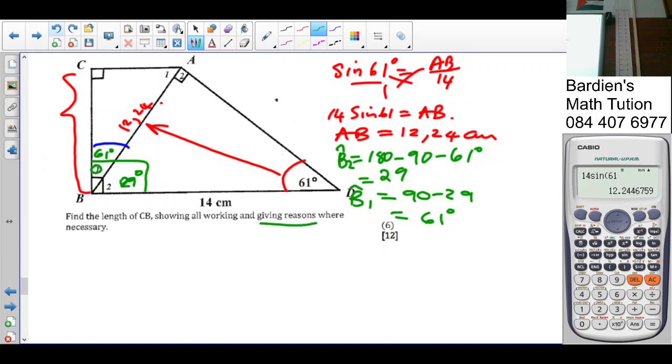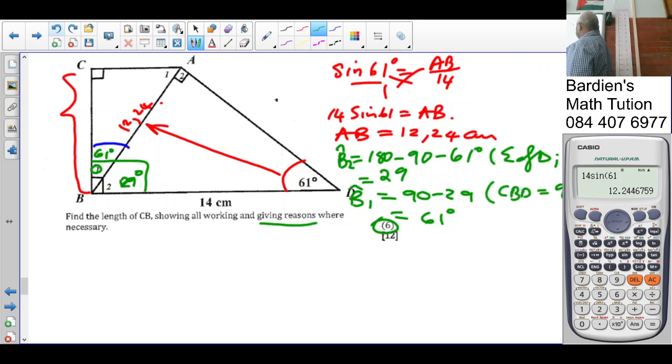So we have to say this is the sum of angles of triangle ABD. If they say to give reasons, that means there's a mark allocated for your reason. So if you do everything besides giving reasons, you're going to lose some of the marks. What is the reason here? The reason here is that CBD is equal to 90. That was given to us.